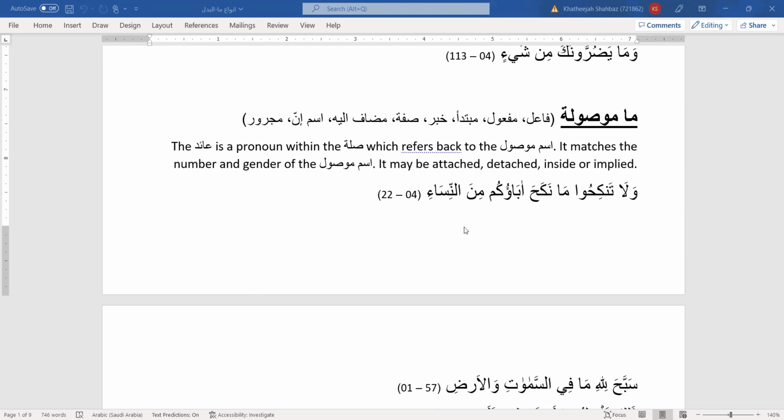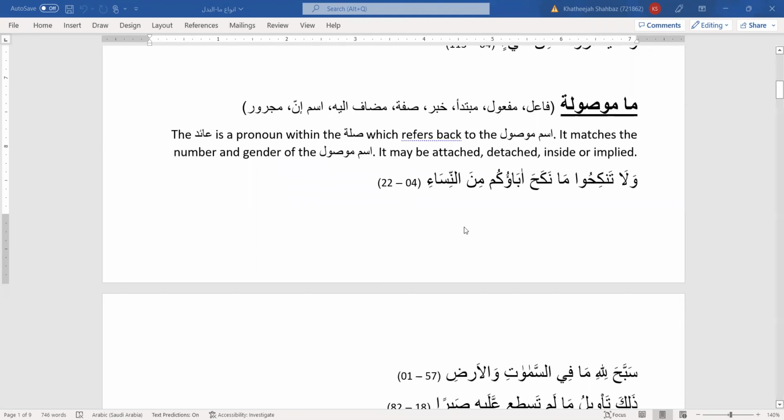And generally in the sila, there is an ayid. Ayid is a damir which refers back to the ism mausul, and is supposed to match it in number and gender. And it can be attached, detached, inside, or implied. Implied means we won't see it, but it is mahzuf, it is just implied. You cannot see that in the ayah.